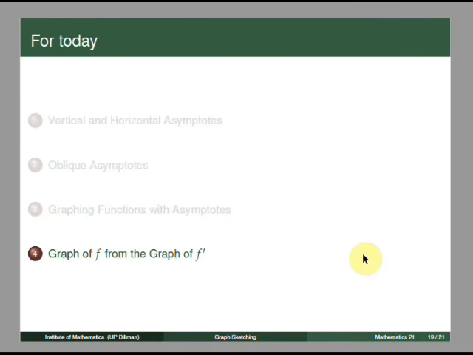That ends this part of the lecture. The next part of the lecture is to determine how to graph a function from the graph of its first derivative. See you on the next video.